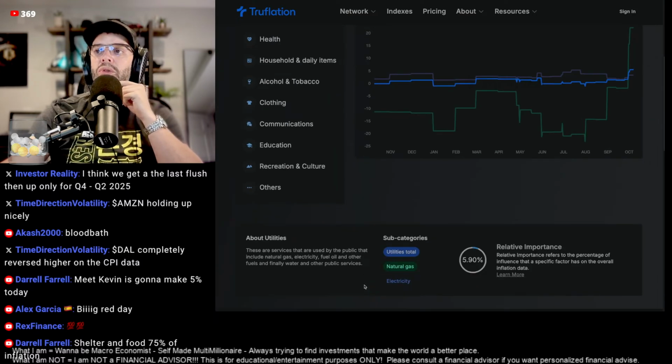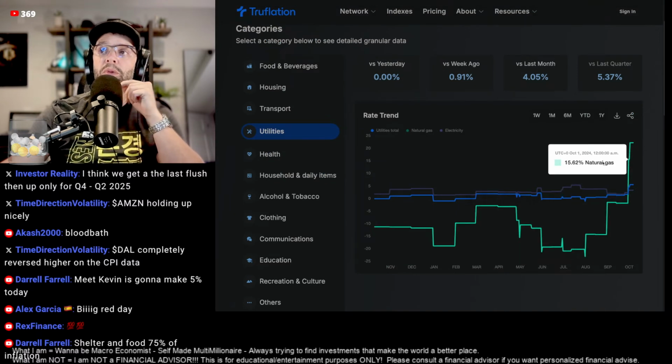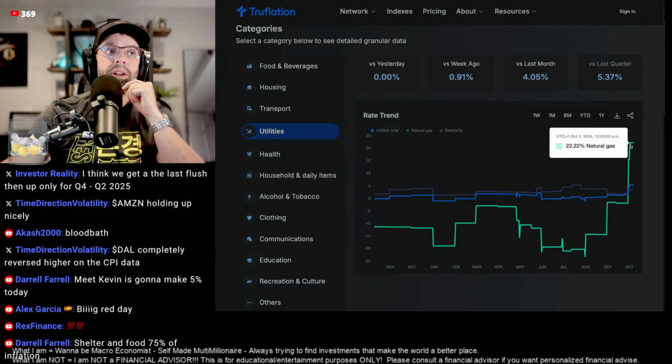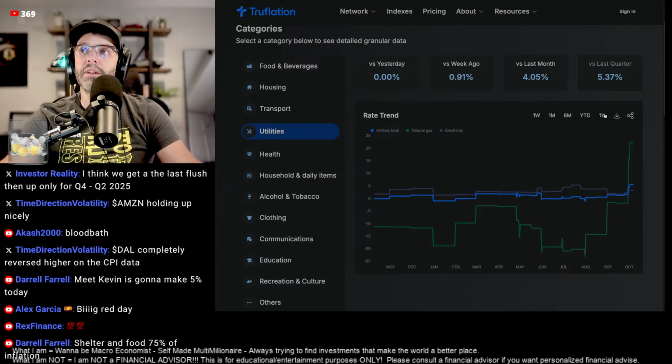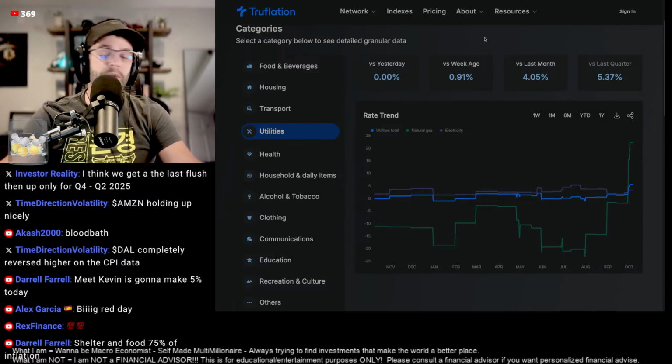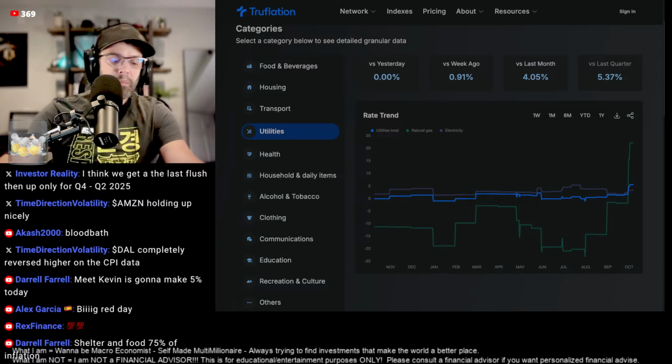Utilities, natural gas. What the heck? So that went into positive territory. So we're seeing a pretty big resurgence in natural gas costs. Probably heading into the winter. I don't know how much seasonality is in that. This thing doesn't go back further than a year. I probably need to get access. I'm going to check into getting access to this platform.